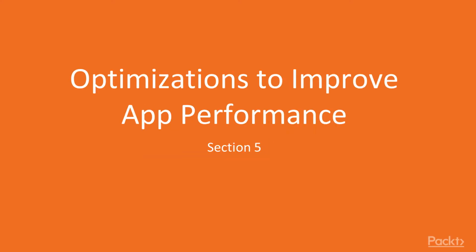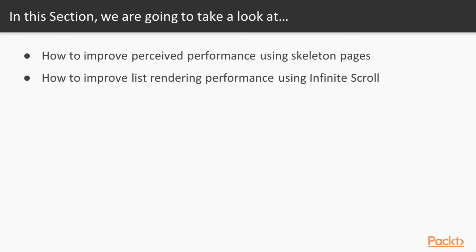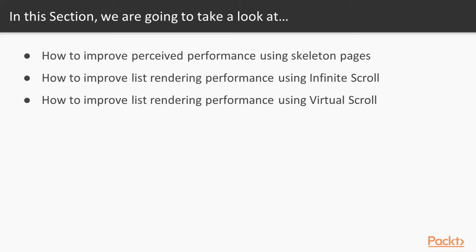Welcome to Section 5, where we will explore optimizations to improve app performance in Ionic 4. This section covers the following subtopics: how to improve perceived performance using UI skeletons, how to improve list rendering performance using infinite scroll and virtual scroll, followed by different compile options that you can use to create performant builds of your app. Finally, we end Section 5 with a quiz to test your knowledge of the concepts covered.